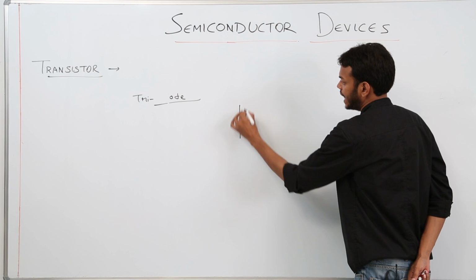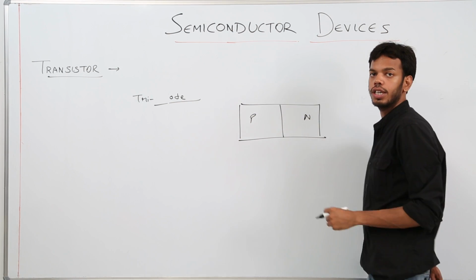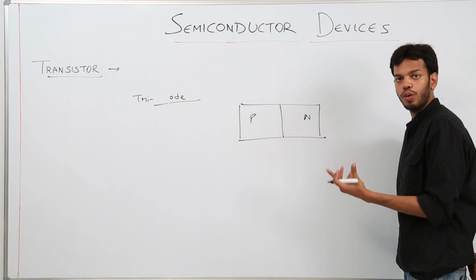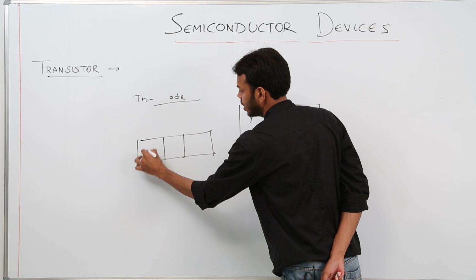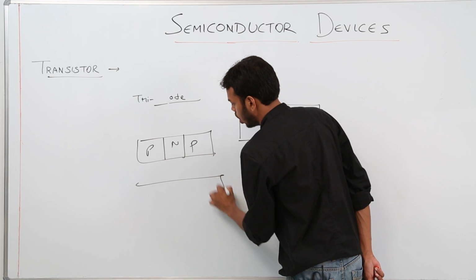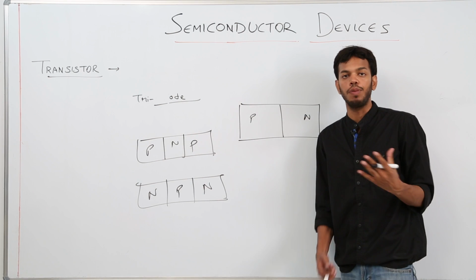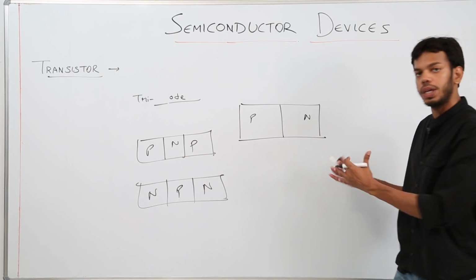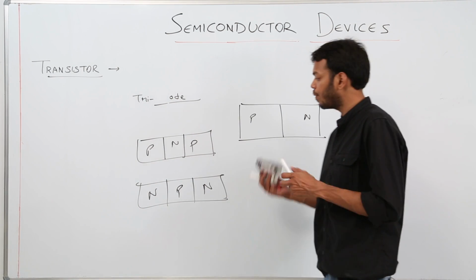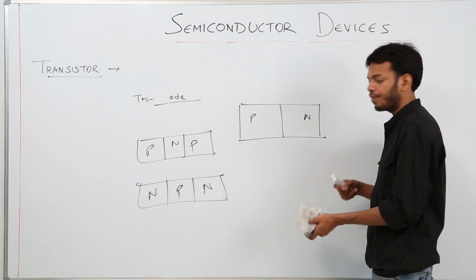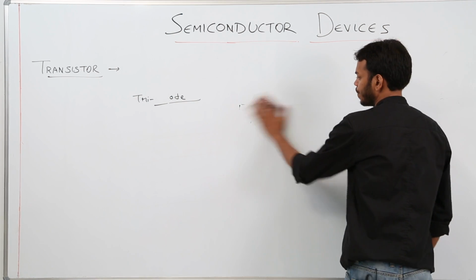See, a PN junction diode consists of a P region and an N region. But obviously a triode will have 3 regions, so the combinations will be either PNP or NPN. You cannot have PPN, because that will ultimately lead you to a PN junction diode, right? So what are the various parts in a transistor, what exactly does it do, and how exactly does it work? Let's do it. Okay.